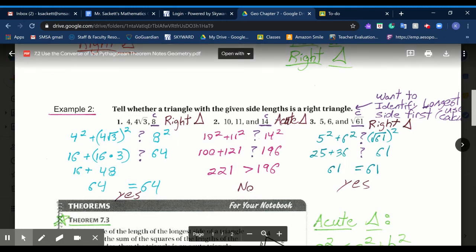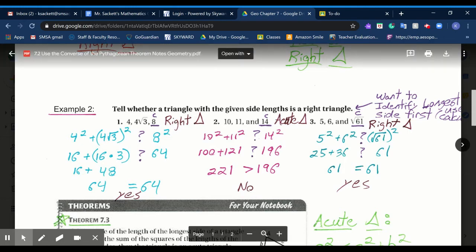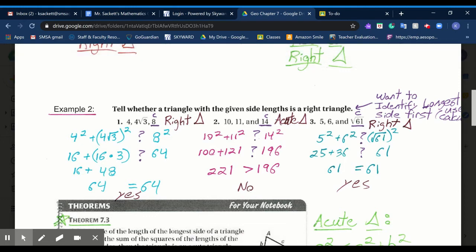So our setup is 4 squared plus 4 times the square root of 3, squared, and we're checking to see if that equals 8 squared. In this case, 4 times the square root of 3, squared is 16 times 3, or 48, and then 48 plus the 16 on the left from the 4 squared is 64. On the right, 8 squared is 64. So the two sides are equal, so that would give us a right triangle.